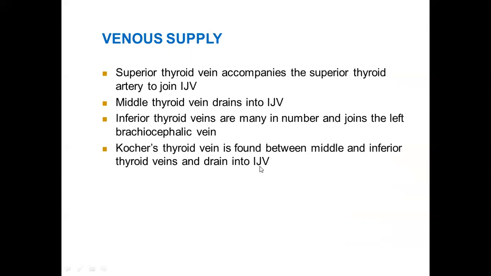And the fourth one is the inferior thyroid vein. It is not a single vein. It may be 2 to 3 veins, and they usually drain into the brachiocephalic vein. So the superior thyroid vein, middle thyroid vein, and if present, the Kocher's vein drain into the internal jugular vein. And the fourth one, the inferior thyroid vein, drains into the brachiocephalic vein. The brachiocephalic vein is also known as the innominate vein.